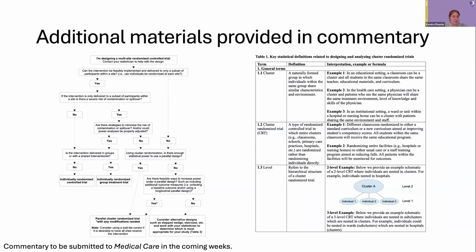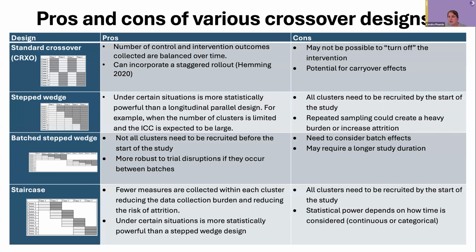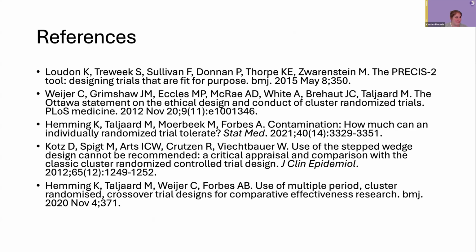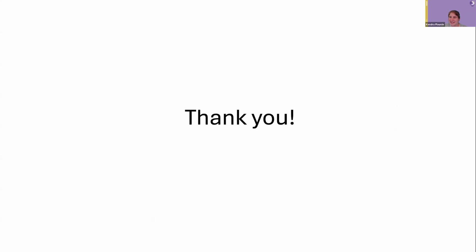So I don't go through, we provide a flow chart to help with the design decisions. We provide tables with statistical definitions, mainly for the researcher, but this could be helpful to the statistician as well. We will go over the pros and cons of various crossover designs. And so because of time, here are my references, and thank you very much.